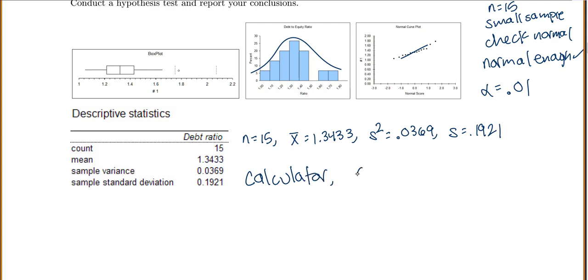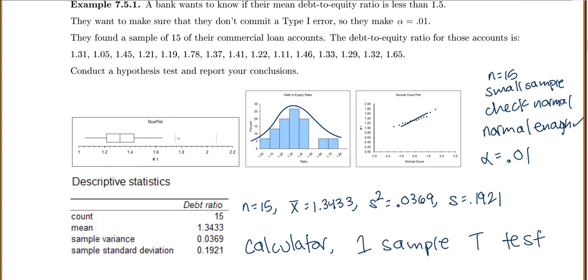We're looking for a one sample t-test. And the hardest thing I need to figure out is what tail I should be interested in and my hypotheses. So we want to know if our mean debt to equity ratio is less than 1.5.